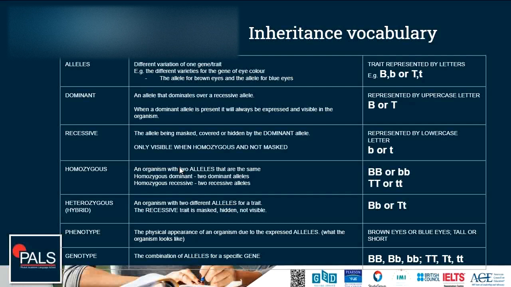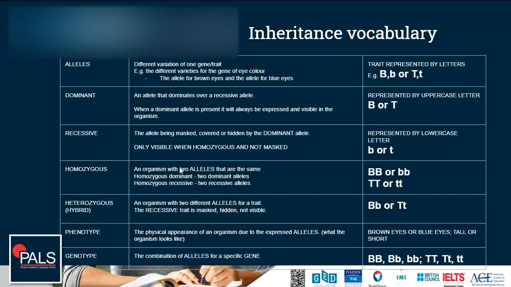When a dominant allele is present, it will always be expressed and will be visible in the organism. If both are present, a dominant and a recessive allele, the dominant allele will cover the effect of the recessive allele. It will mask the effect of the recessive allele, and only the dominant effect will be visible in the organism. So this is why the dominant allele is always represented by the uppercase letter.